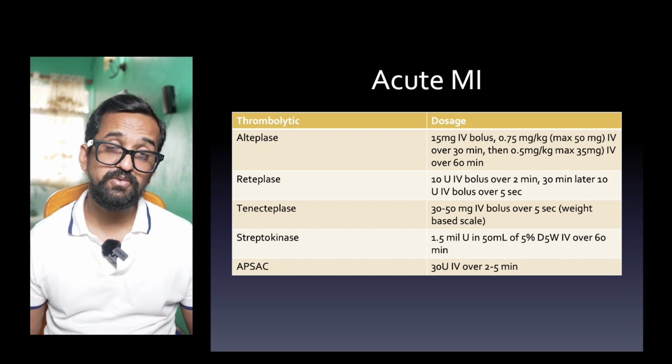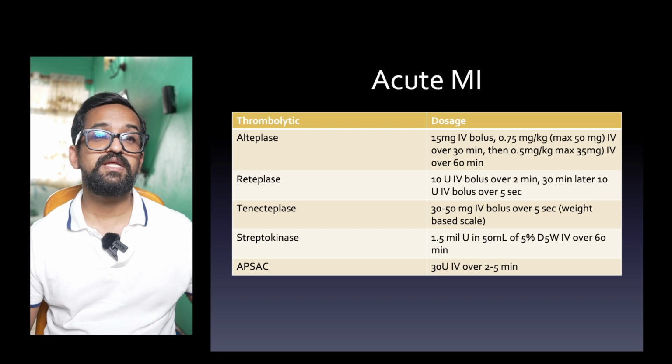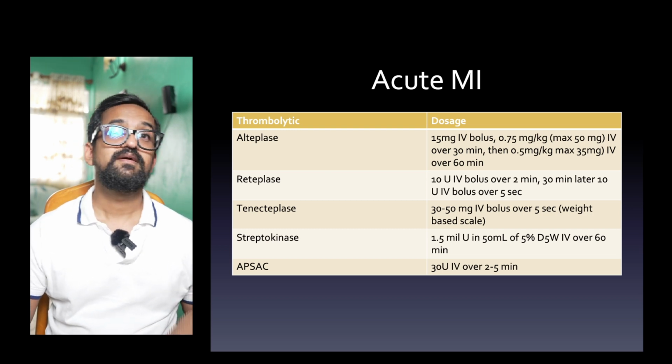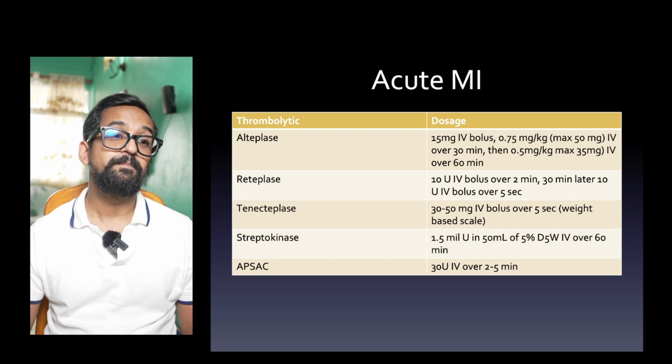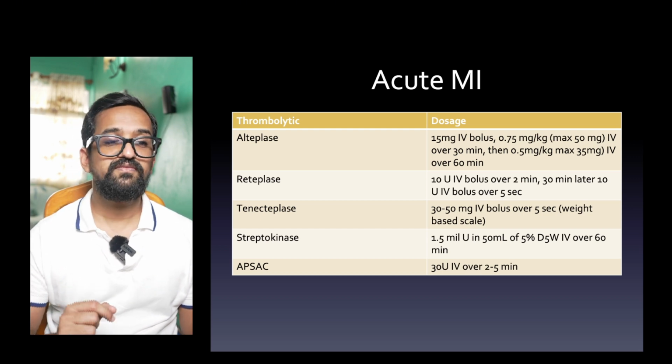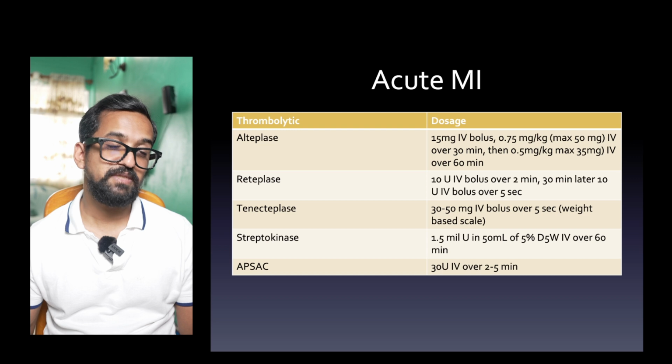Streptokinase is 1.5 mil. You saw that it was 250 in the PE and the DVT, but here it's 1.5 million international units in 50 mils of D5 over 60 minutes you can give this patient.